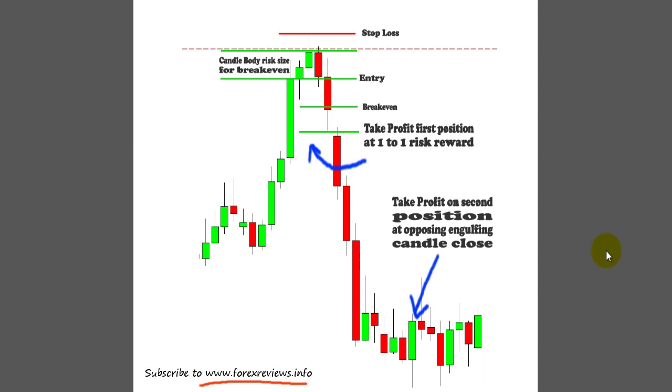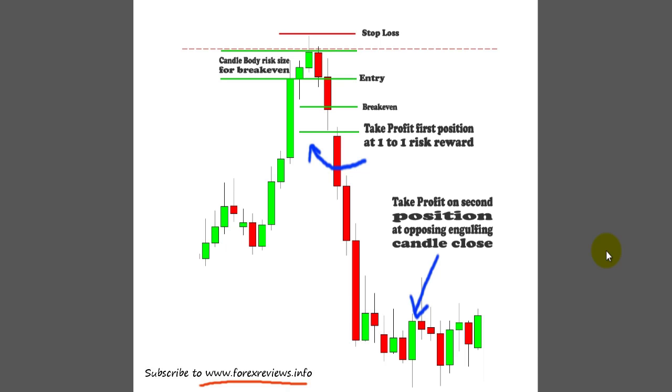Now, it could go to 2-to-1. It could come back and hit your break even, and if it does, so be it. It could go to a 3-to-1. It could go to a 4-to-1. It could go to a 5-to-1. Heck, it could even go further. That's the beauty of letting your second trade run. Remember, it's risk-free. You're just letting it run, right? And when you get that opposing candle after you've gotten a good amount of pips, you just take profit.